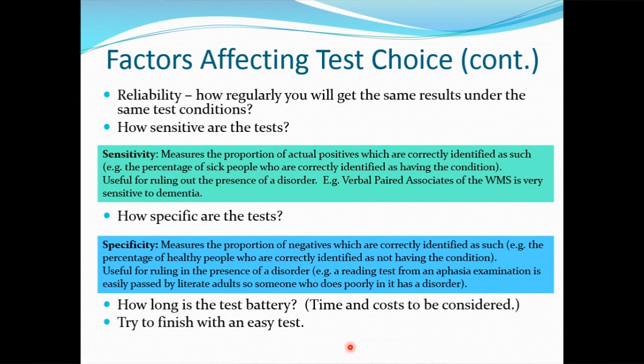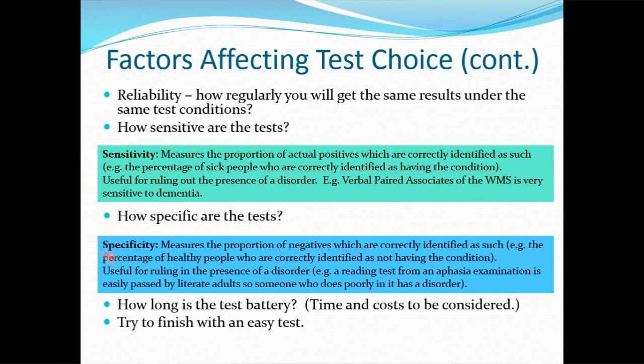Now, in addition to deciding which tests to choose for your assessment, you need to look at the reliability. So how regularly will you get the same results under the same test conditions? Most of the tests that we use commonly are fairly reliable, but again, especially if you're using a new test, just read up on the reliability studies done on it. And how sensitive are the tests? You get sensitivity and specificity. Sensitivity measures the proportion of actual positives which are correctly identified as such. Example, the percentage of sick people who are correctly identified as having a condition. It's useful for ruling out the presence of a disorder. For example, the verbal paired associates or the visual memory scales is very sensitive to dementia.